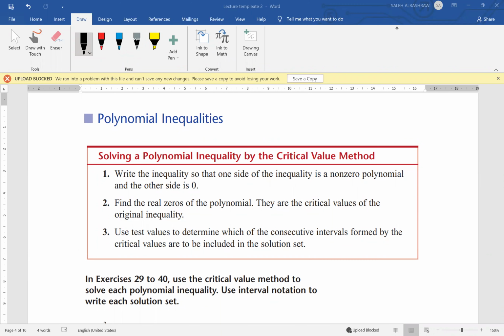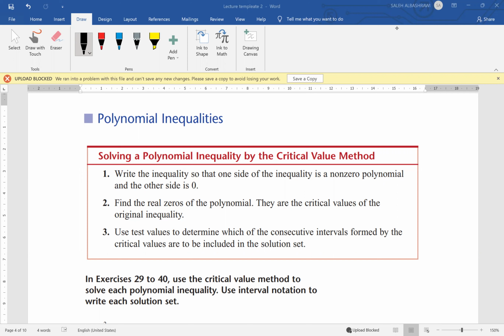Still, we are discussing the inequalities. In the part that we have discussed before, we gave some examples about the linear inequalities. Then we discussed the compound inequalities, and also we saw some examples involving absolute value inequalities. In this part, we are going to speak about the polynomial inequalities, where one side is a polynomial and it's greater than a constant or greater than 0.